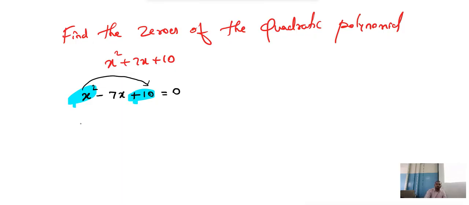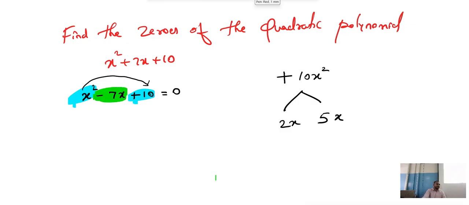Multiply this both. Plus into plus, in the working column write plus. x square into 10 is 10x square. In which tables do we get 10? 2 5s are 10. Here also x, here also x, since the variable is x. Now here we have 2x, here we have 5x. Please observe here the middle term. The middle term is minus 7x.